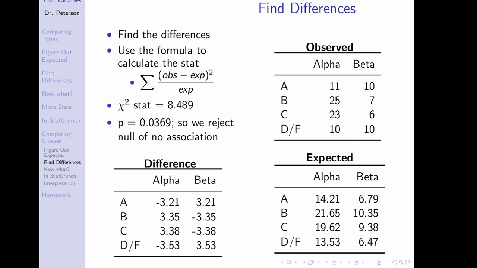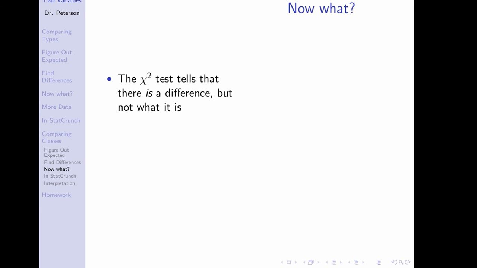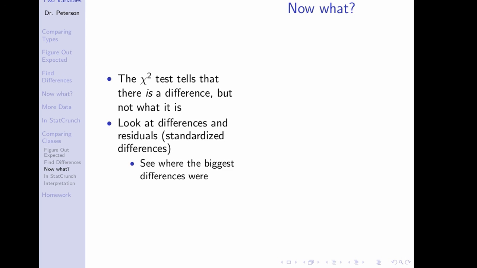If we plug that into StatCrunch, which I'm not going to do at the moment because we'll show you how to do all of that in one fell swoop in a moment, we get a p-value of 0.0369. This means we reject the null hypothesis of no association between grade distribution and faculty member or professor. However, that tells us that there is a difference, but it doesn't tell us what that difference is. So we often want to look at the differences and residuals, which are just the standardized differences. We want to see where the biggest differences are.